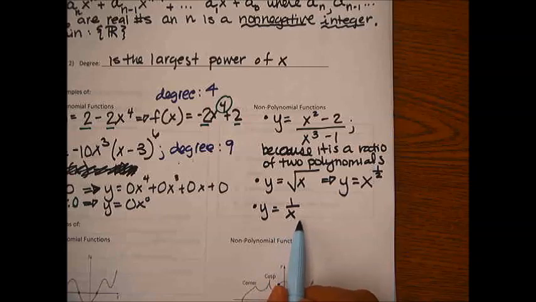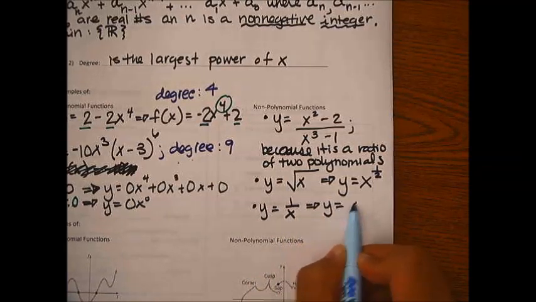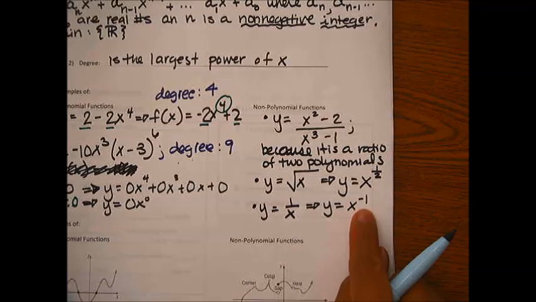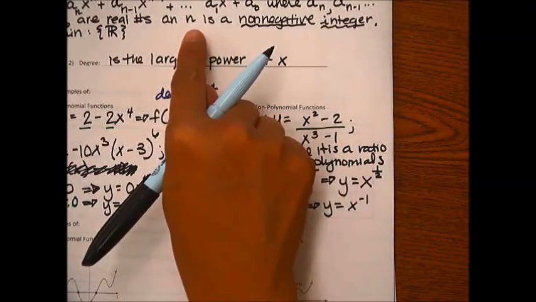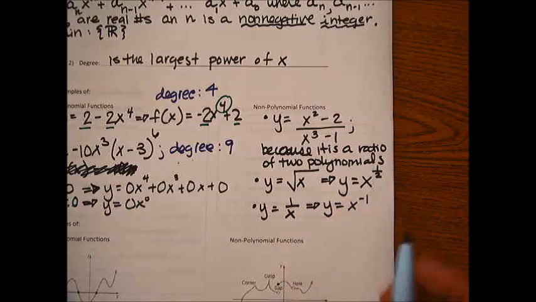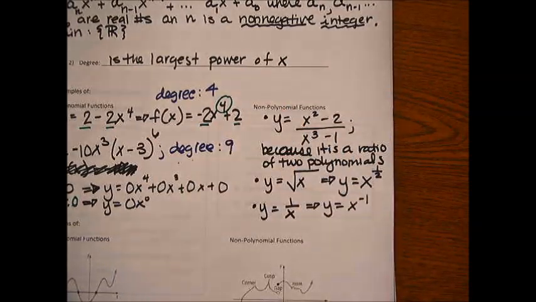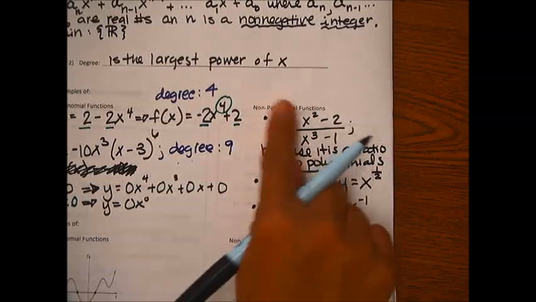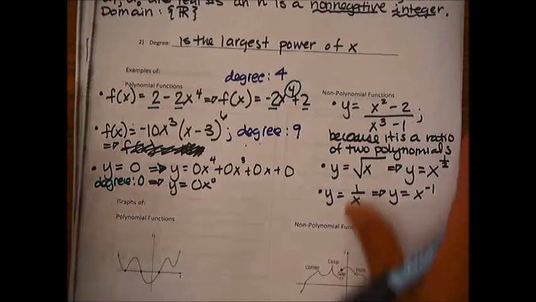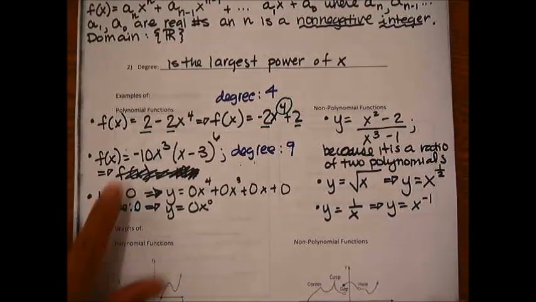This is not a polynomial because if I were to rewrite it, this will give me x to the negative 1. And remember, there's an issue because all of my exponents, all of my n, have to be non-negative. This is a negative number, so therefore that's going to give me an issue with being a polynomial. So all three of these are non-polynomials, and pretty much anything that doesn't have fractions or negative exponents will give you a polynomial.